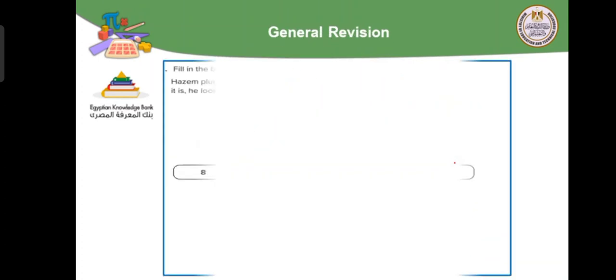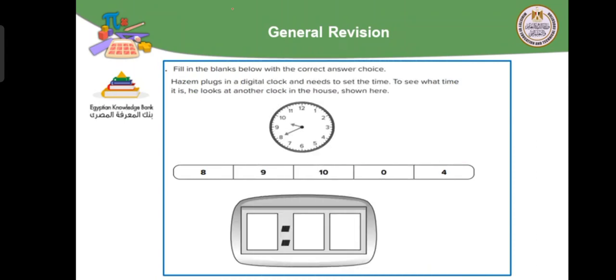Fill in the blanks below with the correct answer choice. Hazem plugs in a digital clock and needs to set the time to see what time it is. He looks at another clock in the house, shown here. What time is it now on this clock?